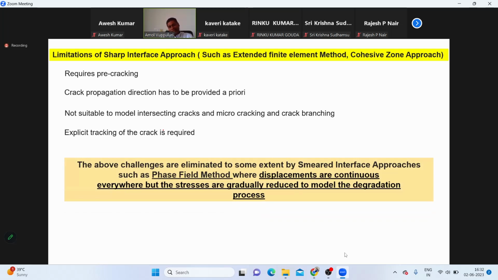These challenges are eliminated to some extent by the smeared interface approach, such as the phase field model, where you do not have any discontinuity in the displacement field, but the presence of the crack is taken care of by gradually reducing the stress and modeling the degradation process. So all the limitations of the sharp interface approaches are taken care of by the phase field method.